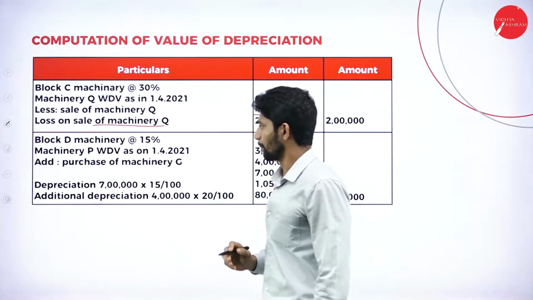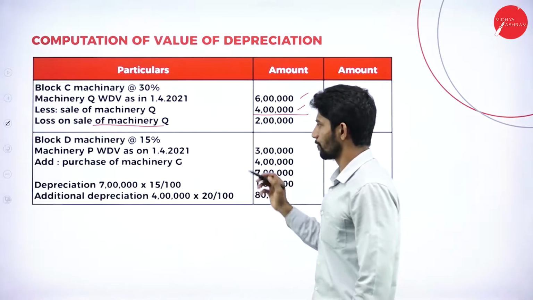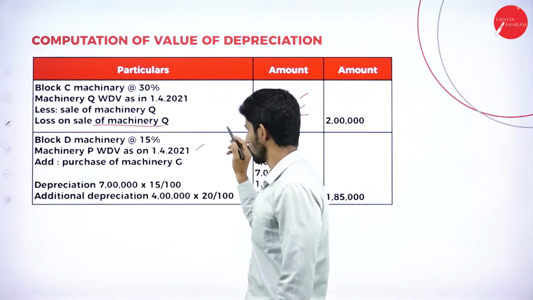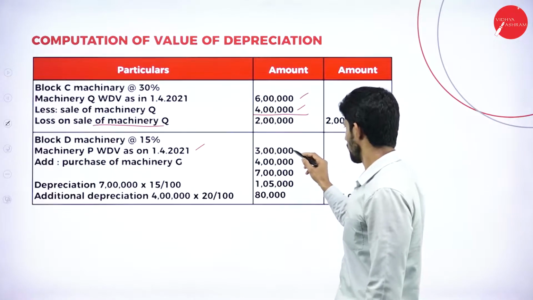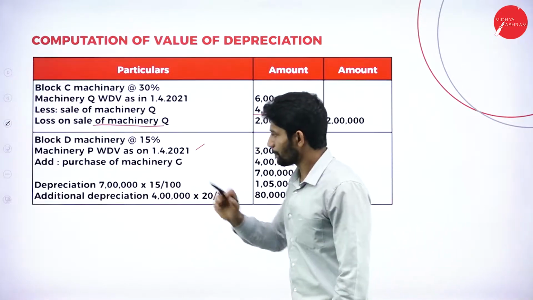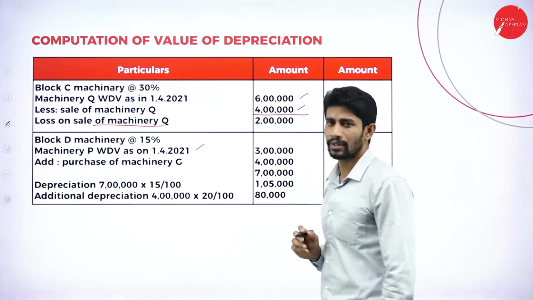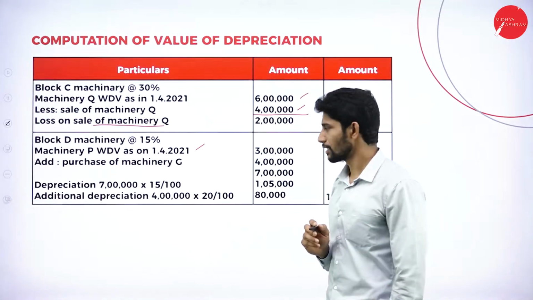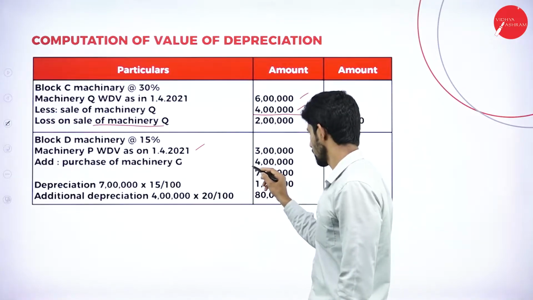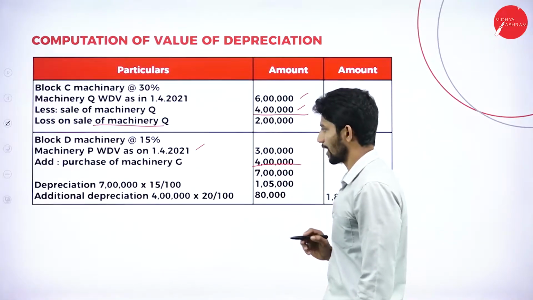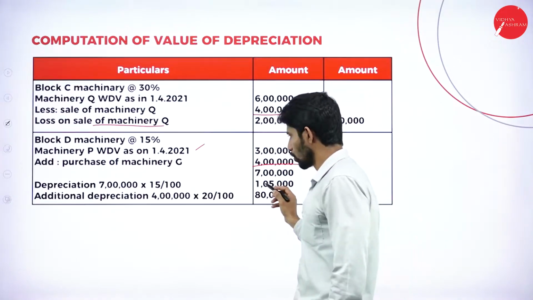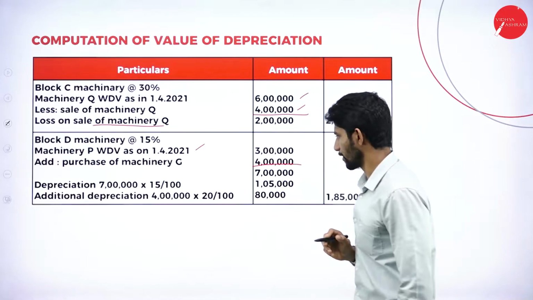Next one, block D, machinery at 15%. So machinery P, WDV value as on 1/4/2021, rupees 3 lakhs. Add purchase of machinery G. If you add purchase of machinery G of rupees 4 lakhs, totally you will get 7 lakhs. So on 7 lakh compute depreciation at 15%, you will get 1,05,000.